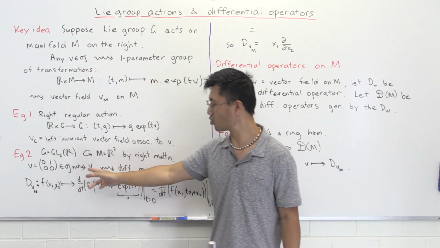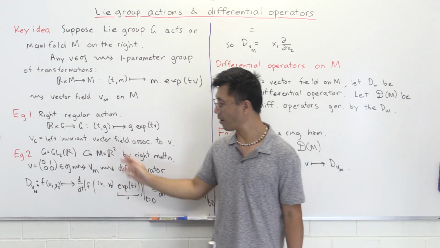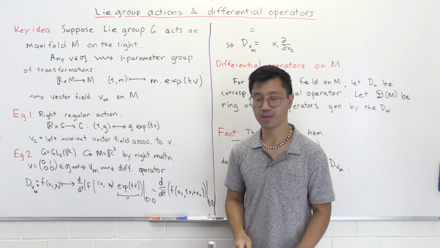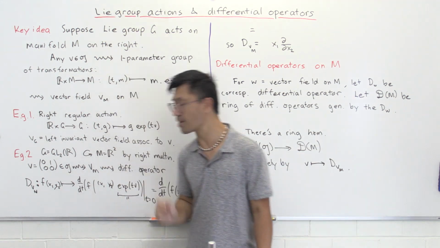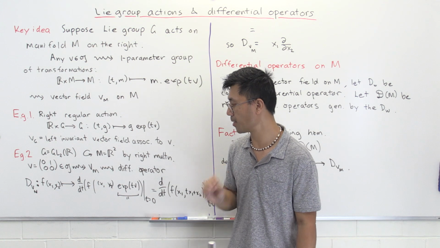So that means that we can generate firstly a vector field on R2. And from that vector field, we can get a differential operator. So let's see what is the differential operator associated to this. You'll see that it's actually quite a familiar type of object here.